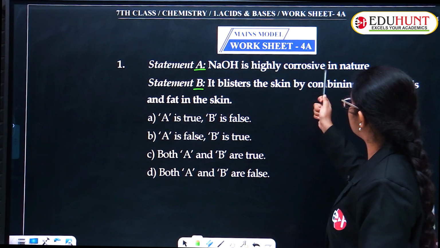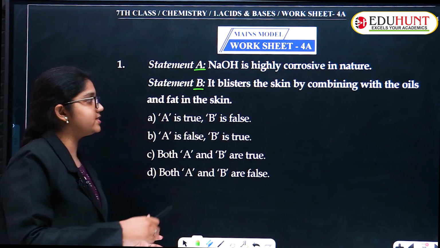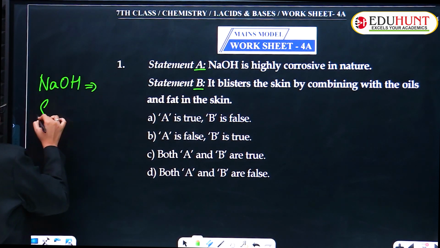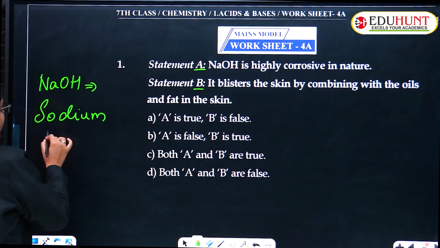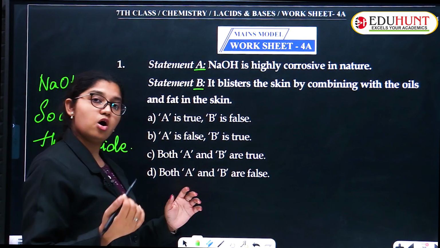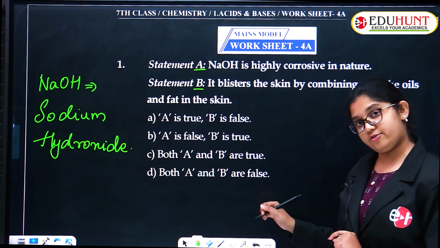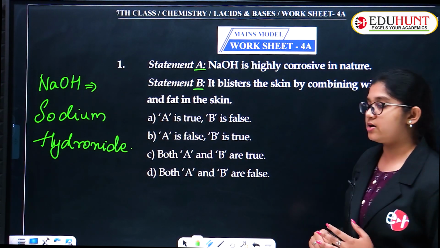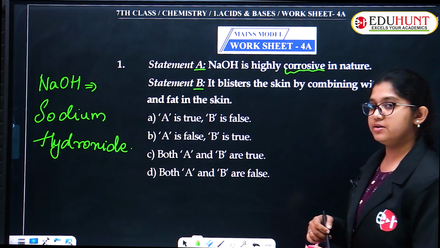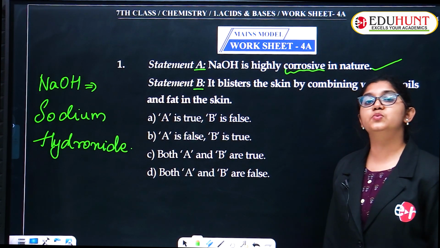NaOH is highly corrosive in nature. What is NaOH? NaOH is named sodium hydroxide. We know sodium hydroxide is a strong base and it is also corrosive in nature. This is not safe. So laboratory sodium hydroxides are not that safe because they are corrosive in nature. So the statement is absolutely true. Sodium hydroxide is generally highly corrosive in nature.